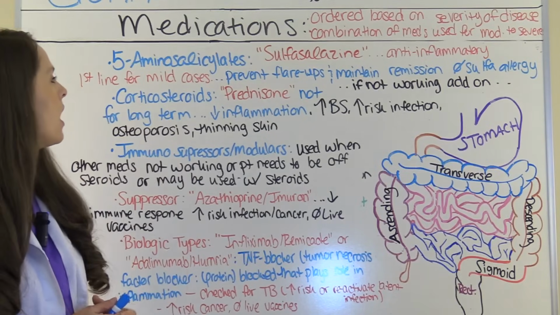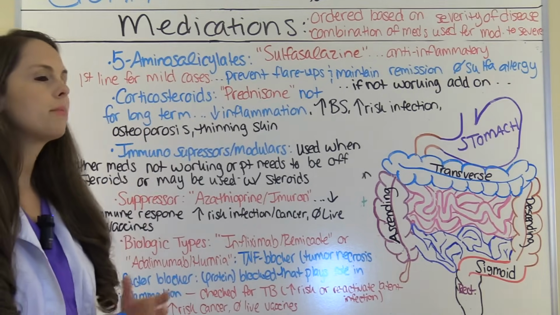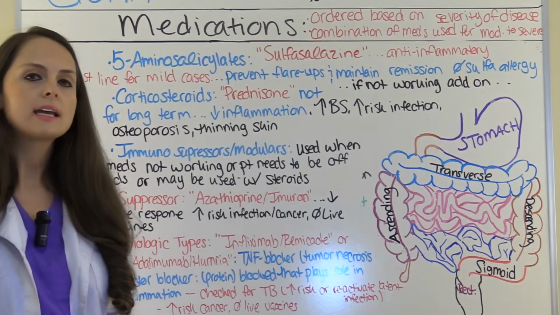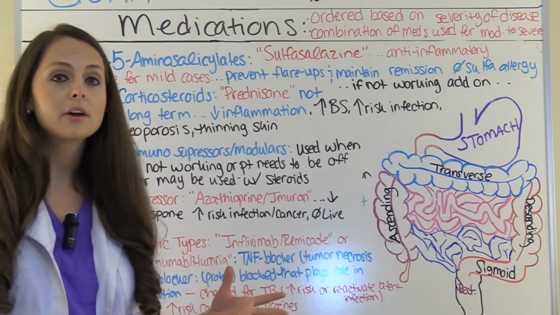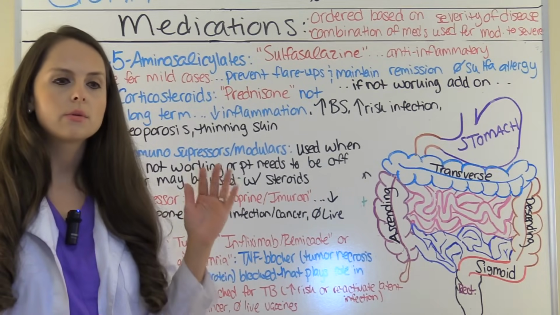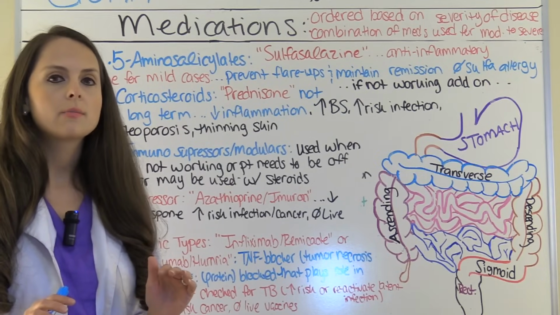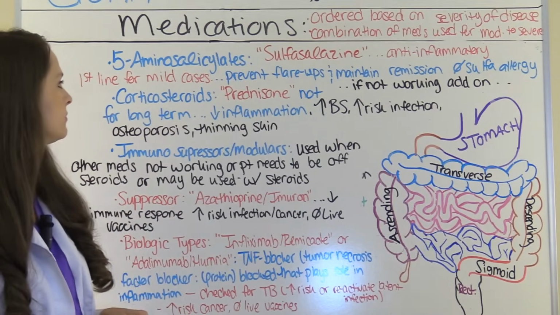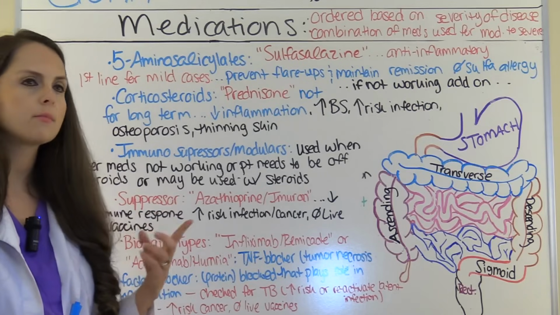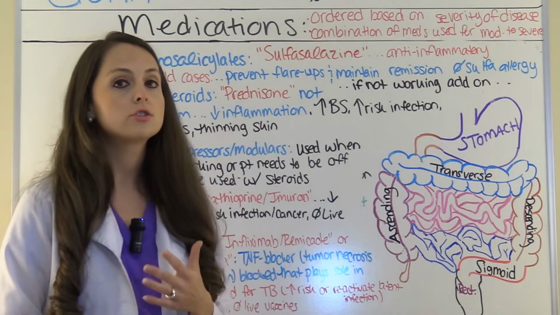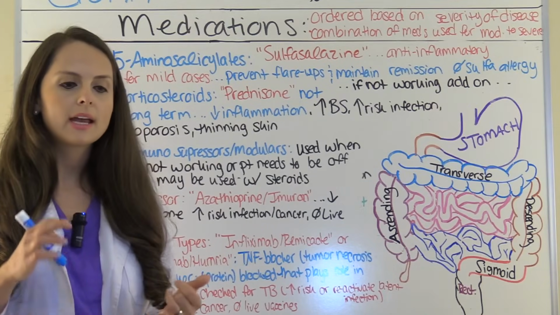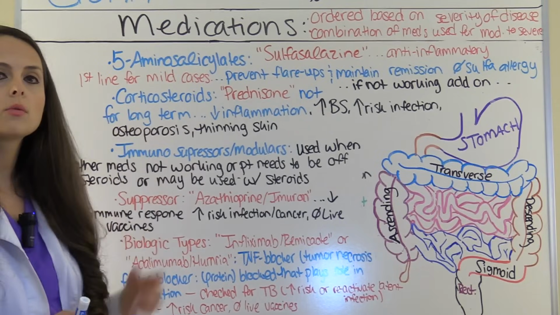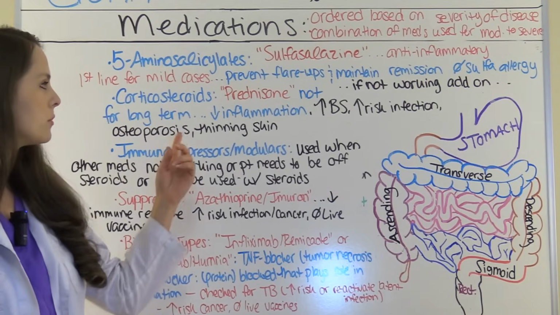Okay, first category are called 5-aminosalicylates. A common one used is sulfasalazine, and this is an anti-inflammatory medication. So what do we have going on in Crohn's? We have a lot of inflammation. So we want to decrease that inflammation, which can help that tissue heal and hopefully prevent a flare-up and maintain remission. Now, these are usually used first line for mild cases, and they can't be used in patients who are allergic to sulfa. Instead, if the medication isn't working well or they are allergic to sulfa, they may be prescribed a corticosteroid. A type that could be used is called prednisone.